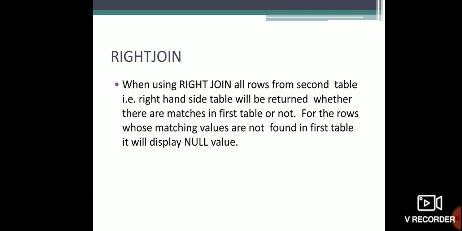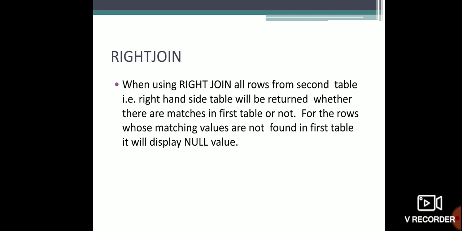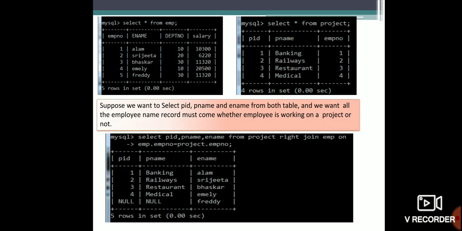Next is right join. This is the same as left join, but with a different method. You can see when using right join, all rows from the second table. In left join it was returning all rows from the first table, but in right join it will select all rows from the second table, that is the right hand side table, whether there are matches in the first table or not. For the rows whose matching values are not found in the first table, it will display null value.